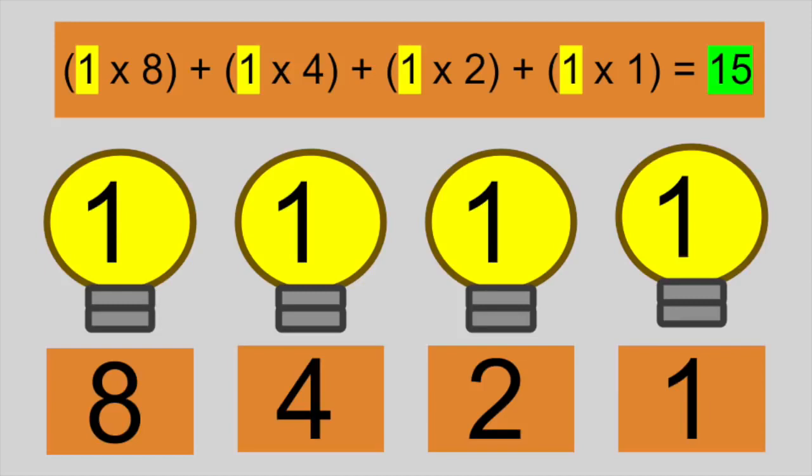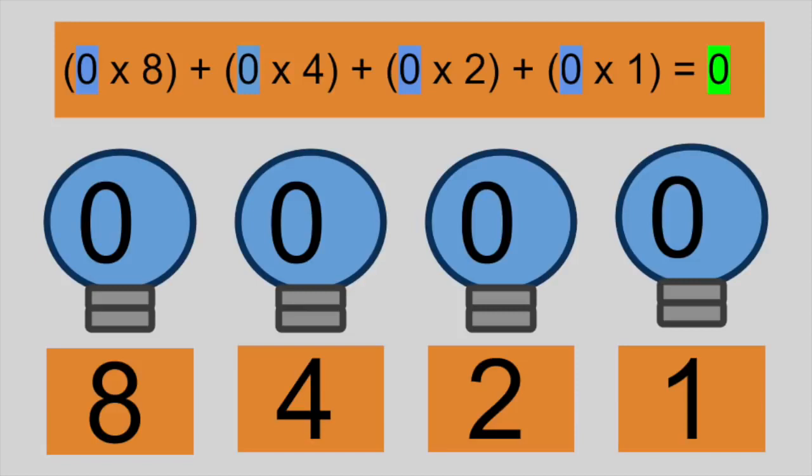When a bulb is on, we can imagine that we are multiplying the power of 2 by 1. When the light bulb is off, we multiply that power of 2 by 0. So if all of the light bulbs are turned off, we get 0 times 8 plus 0 times 4 plus 0 times 2 plus 0 times 1.